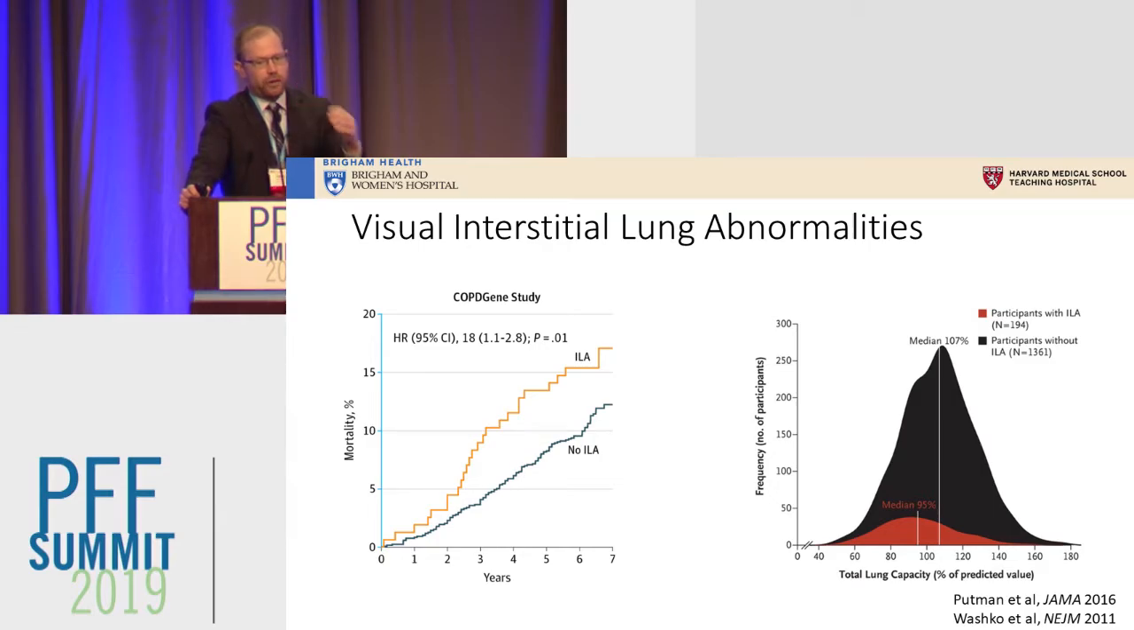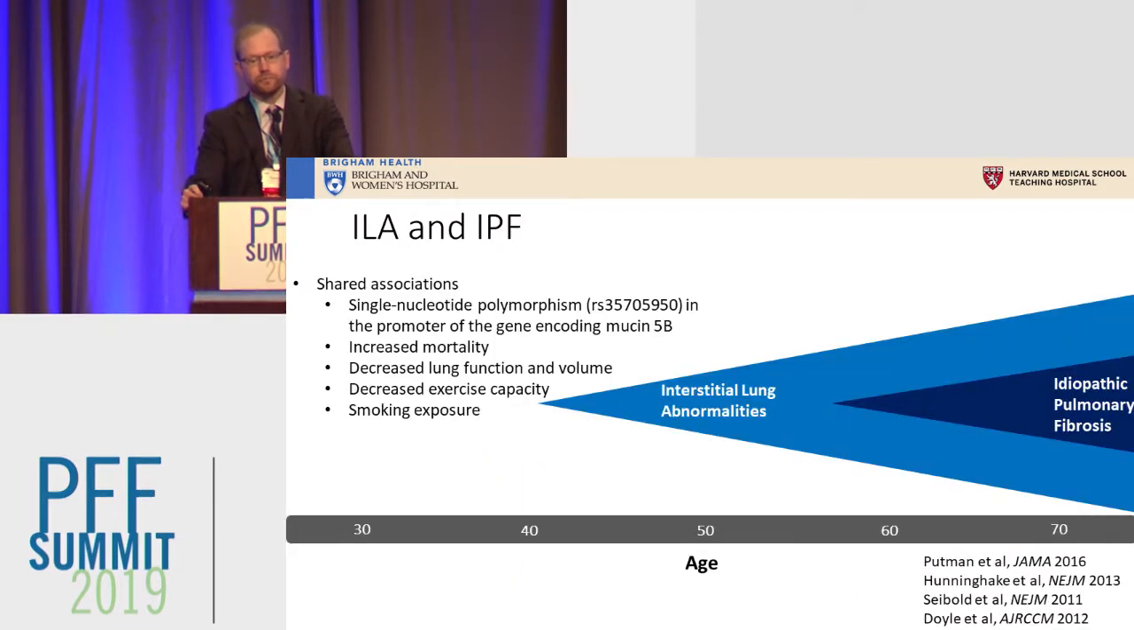Just a little bit more background on ILA in general. ILA has been associated with increased mortality, and with worse lung function. On the left, you see data from the COPDGene study showing the association between the visual presence of ILA and mortality. And over the last few years, it's been established that ILA is associated with similar things to what IPF is associated with, albeit to a lesser degree. So it is associated with a single nucleotide polymorphism in the promoter region of MUC5B, mortality, lung function, decreased exercise capacity, and a shared exposure with smoking.